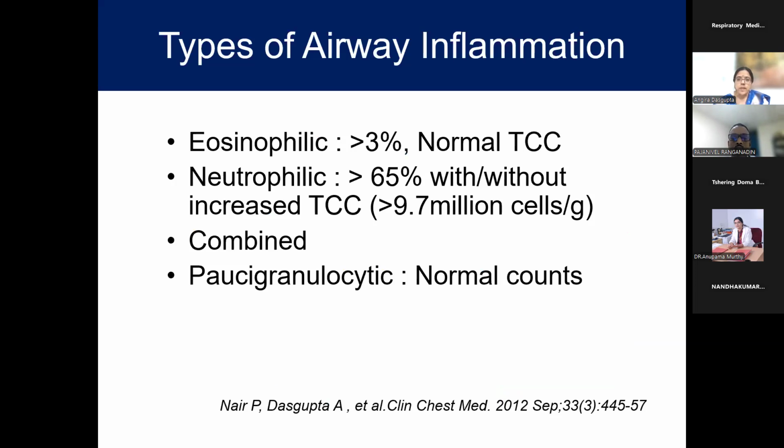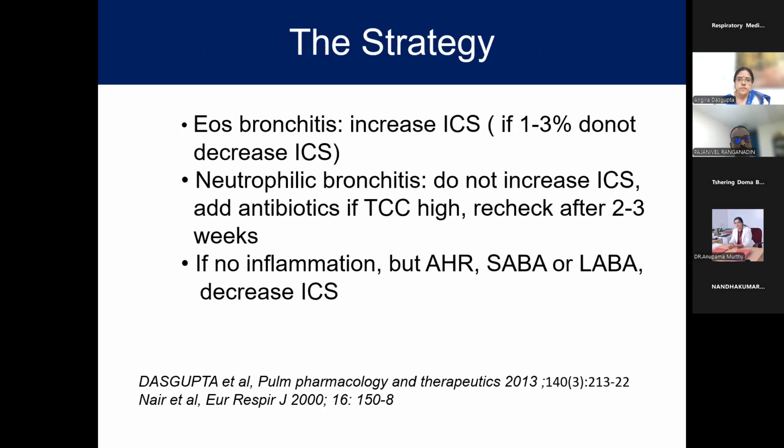So what are the types? Eosinophilic, with a normal total cell count and more than 3% eosinophils. Neutrophilic, more than 9.7 million cells per gram of sputum and more than 65% neutrophils. Combined, that is both eosinophilic and neutrophilic. And of course, paucigranulocytic, which is a normal cell count.